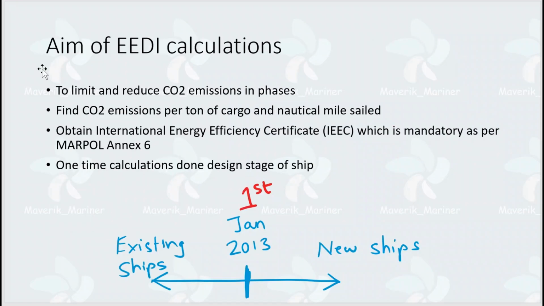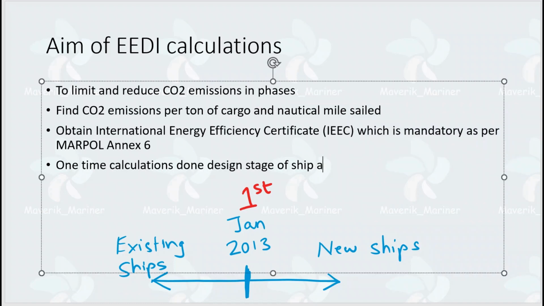What was the aim of EEDI calculations? EEDI calculations was to limit and reduce CO2 emissions in phases, to find CO2 emissions per ton of cargo carried per nautical mile sailed. EEDI calculations are also required to be complied to obtain International Energy Efficiency Certificate, that is IEEC, which is mandatory as per Marpol Annex 6. EEDI is a one-time calculation which is done during design stage as well as during sea trials.